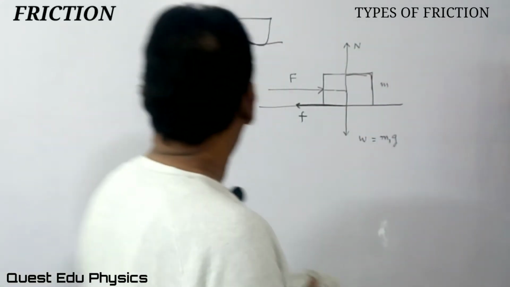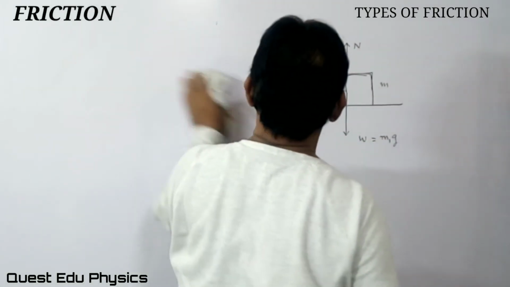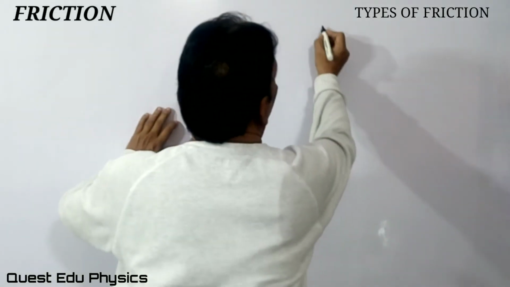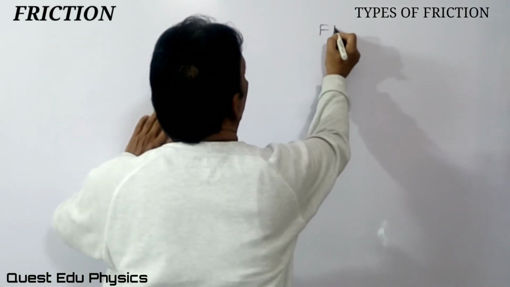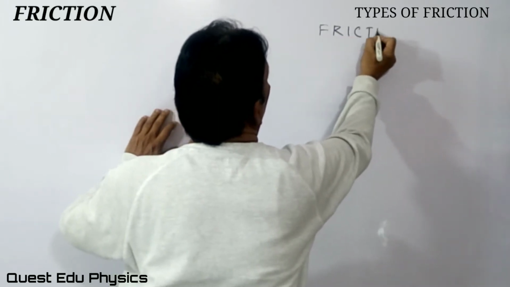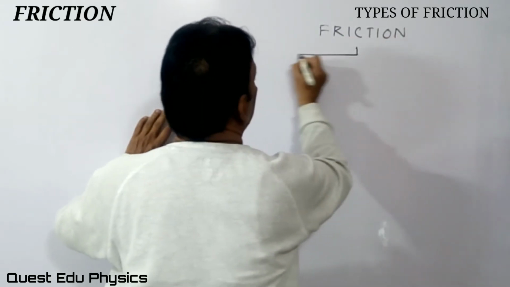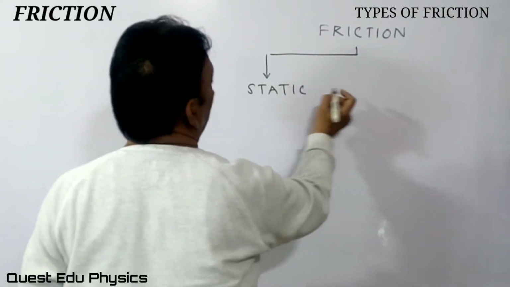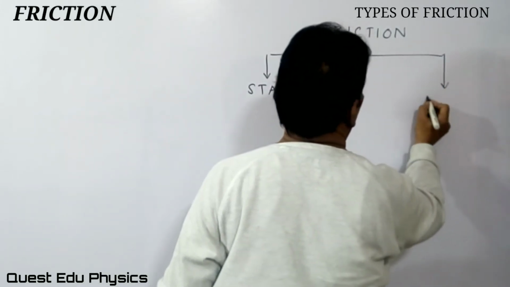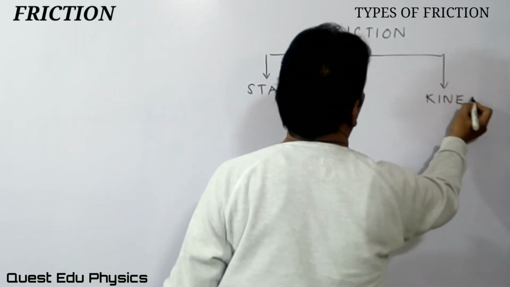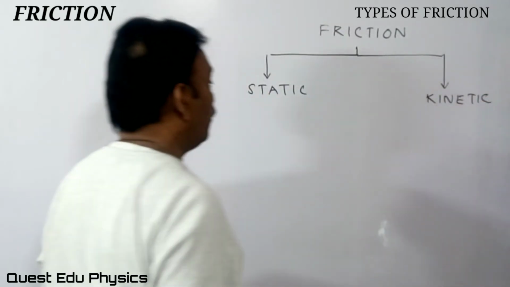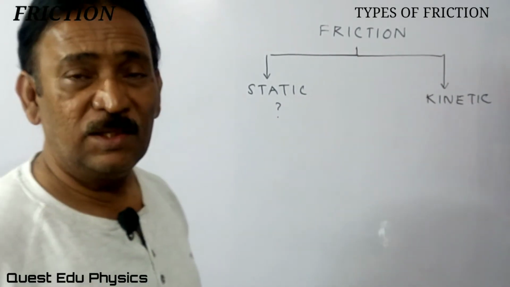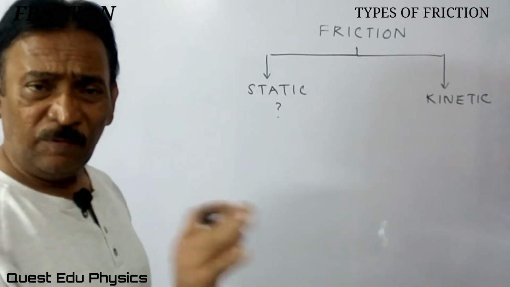Okay, students. Actually, friction is classified into two types. One is static friction, and the second one is kinetic friction. Now we are going to learn what static friction is. Simply, it is nothing but the definition that you have learned before.